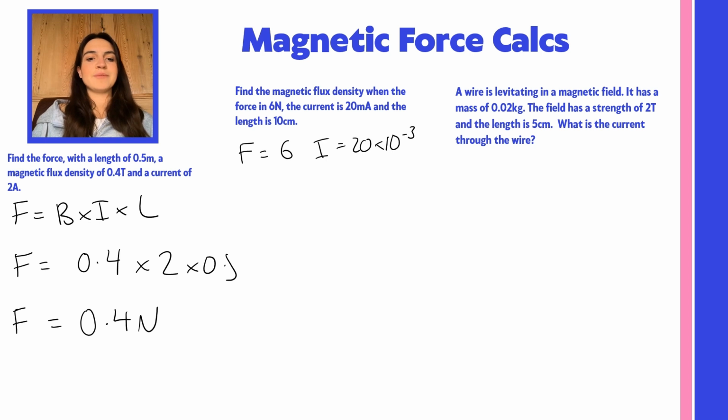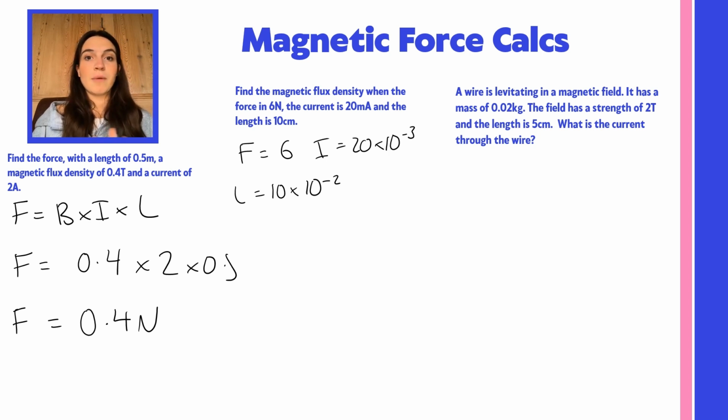My current, now, I've times that by 10 to the minus 3. Hopefully by this point you're starting to realise why I'd have done that, and it's because I don't want it in milliamps, I want it in amps. So I have to divide 20 by 1,000 or times it by 10 to the minus 3. And then my length, I also need that in meters, so I've taken 10 times 10 to the minus 2 or divided by 100 for my length.